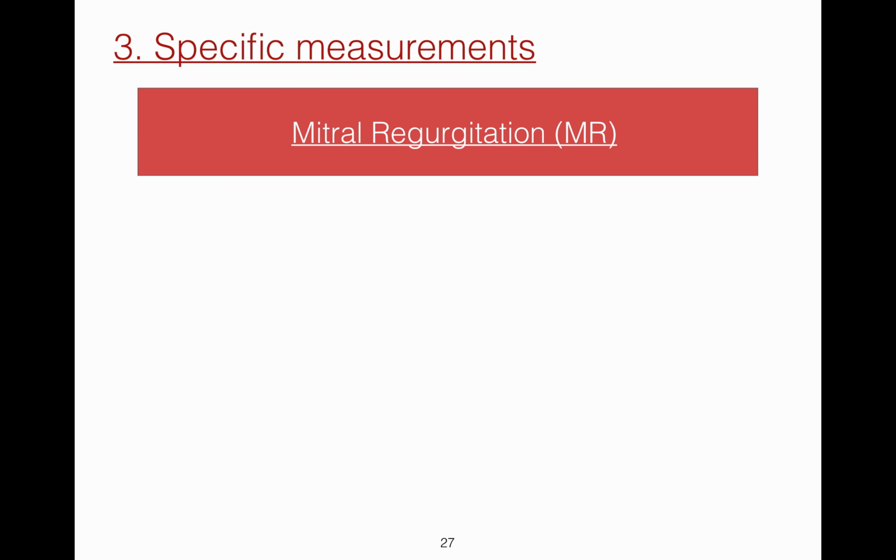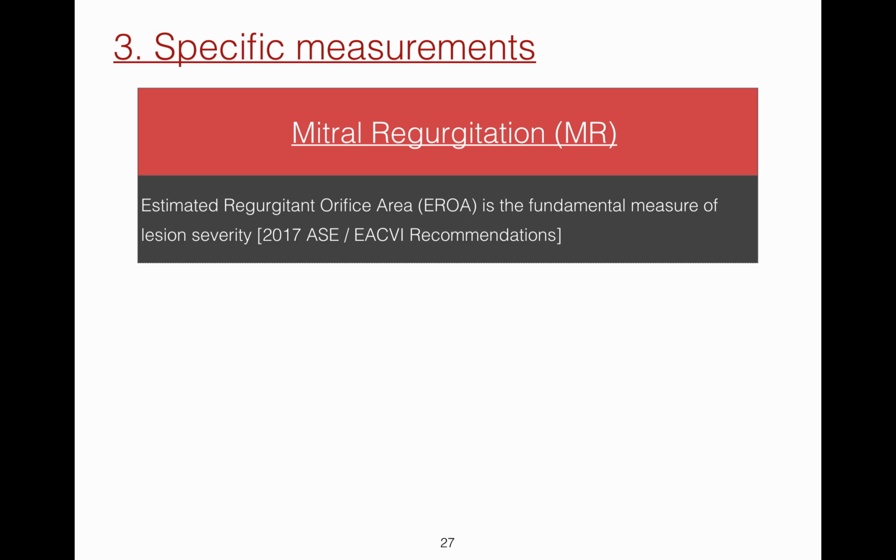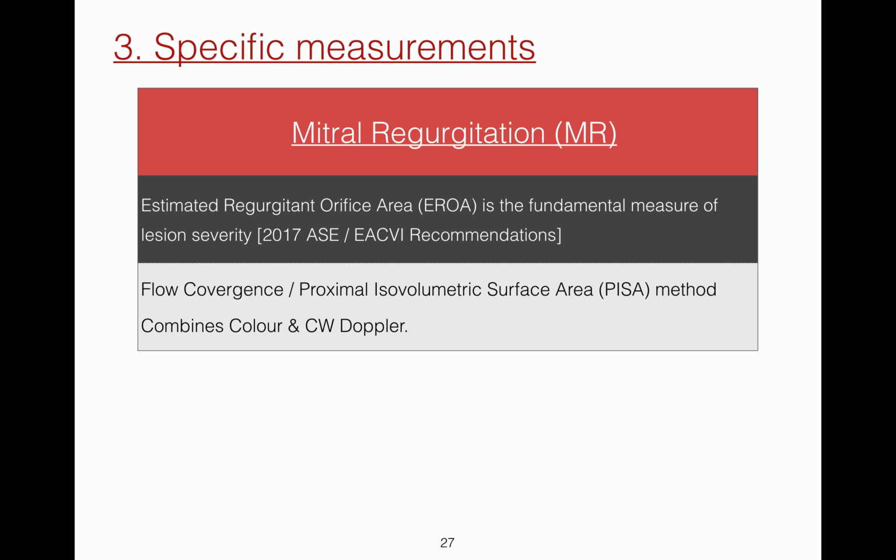Quantifying mitral regurgitation. Estimated regurgitant orifice area is the primary measure of regurgitant lesion severity. To estimate the orifice area of a regurgitant mitral valve, the 2017 recommendations suggest the use of the flow convergence PISA method. PISA stands for Proximal Isovelocity Surface Area.